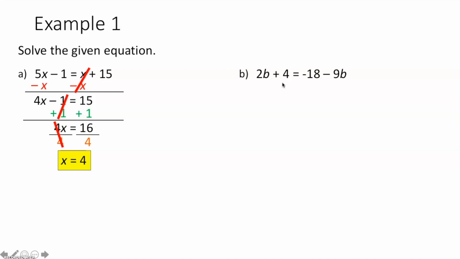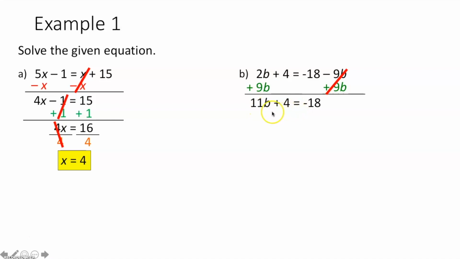Next, variables need to go to the left side of the equation. So here, this negative 9b has to go over here. How do I do that? Well, it's minus 9b, right? So do the opposite, the inverse. I add 9b to both sides. These then over here cancel each other out. That's why we did that. And over here, 2b plus 9b is going to be 11b.